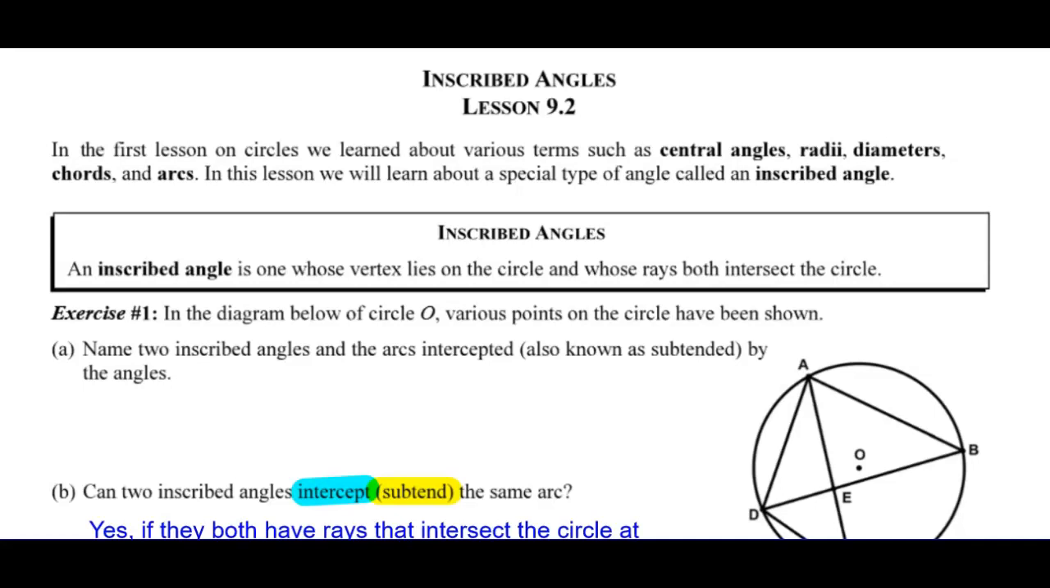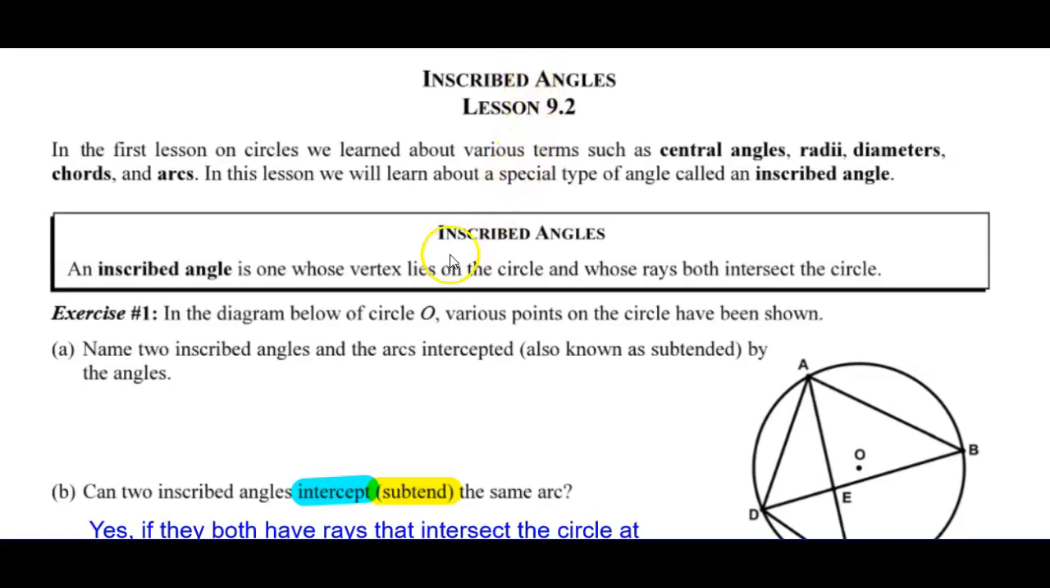All right, lesson 9.2 is about inscribed angles, and this is one of the most crucial lessons for the entire unit. Inscribed angles are just going to come up in so many different ways throughout the rest of the time, so it's important that you understand this lesson. So we have to define an inscribed angle first.